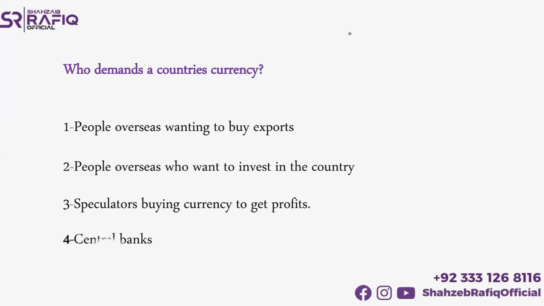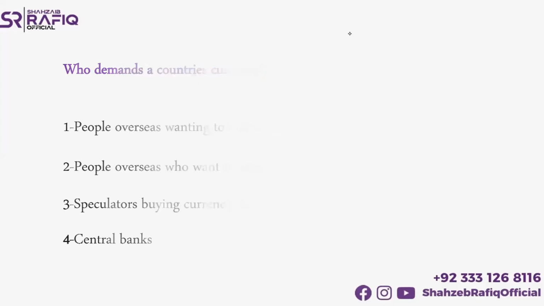And last but not the least, we have central banks. Central banks adjust their foreign reserves by buying other currencies. For example, if Pakistan is lacking foreign reserves, Pakistan has to buy more foreign reserves like USD, and for that they have to increase the supply of their currency. So a central bank can demand a country's currency in order to maintain its foreign reserves.